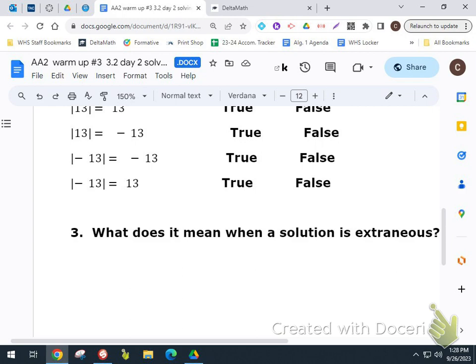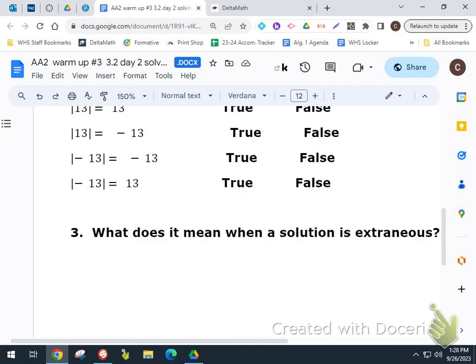What does it mean when a solution is extraneous? It's pretty goofy. Okay, it's a solution that doesn't work in the original. You may find that solution algebraically when you do your split, because you have to get 2 different equations. So you should be finding 2 x's. You just may not be keeping 2 x's.